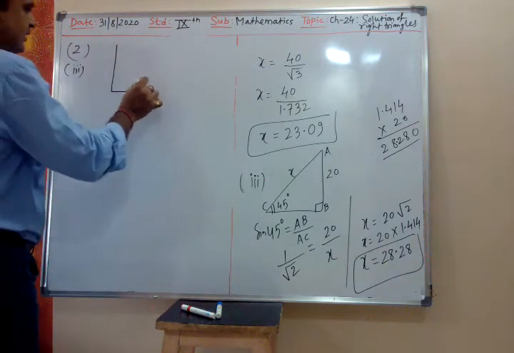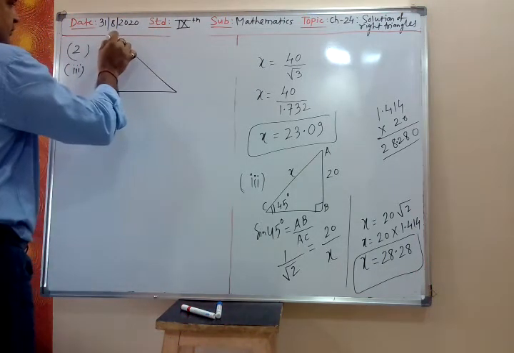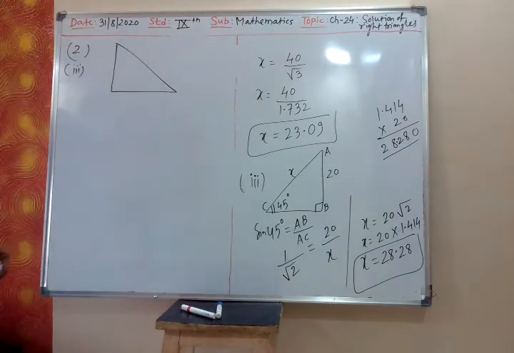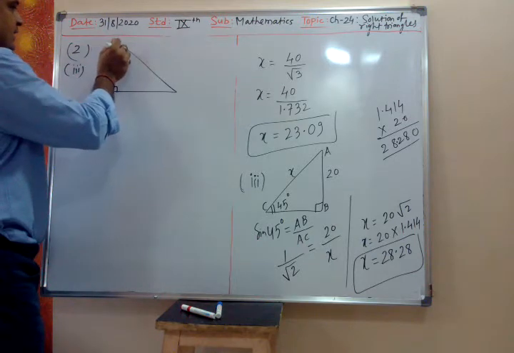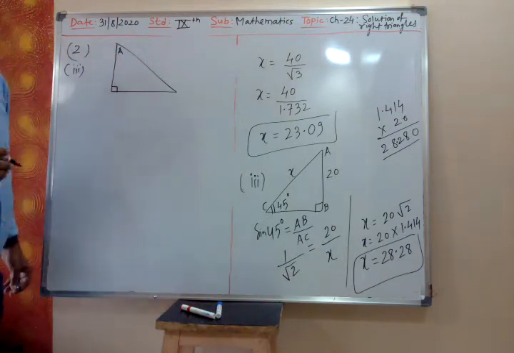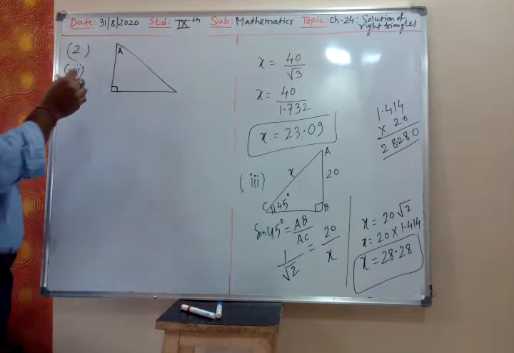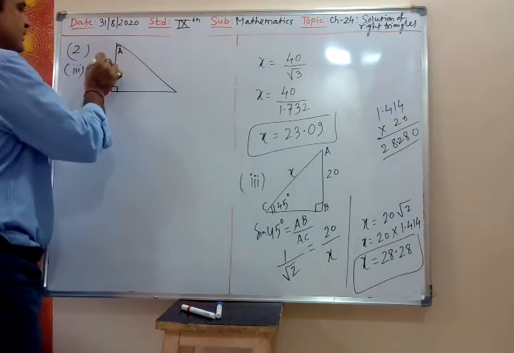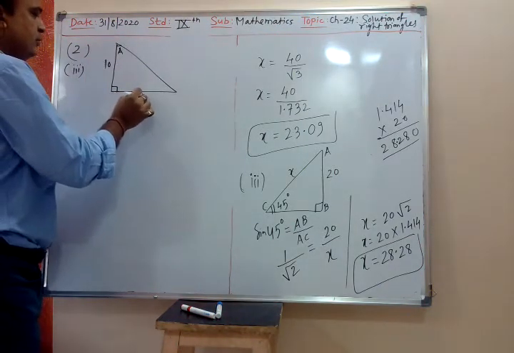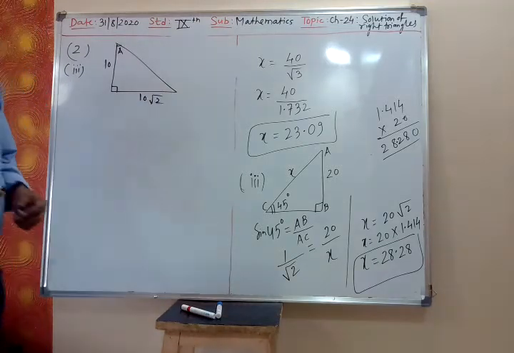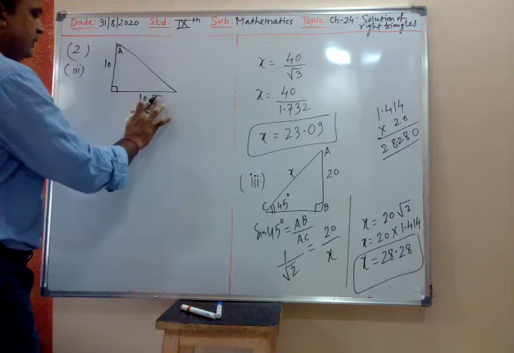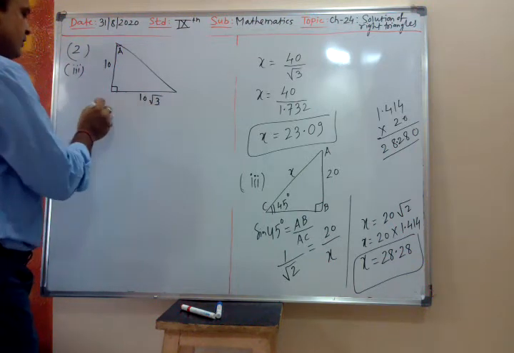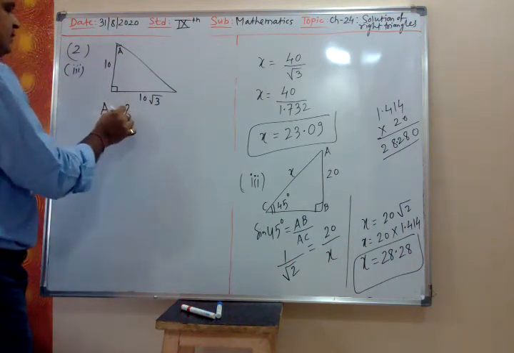They are given the triangle. Now this is 90 degree. This is my angle A, and this is 10, and this is 10 root 3. Find the value of angle A.